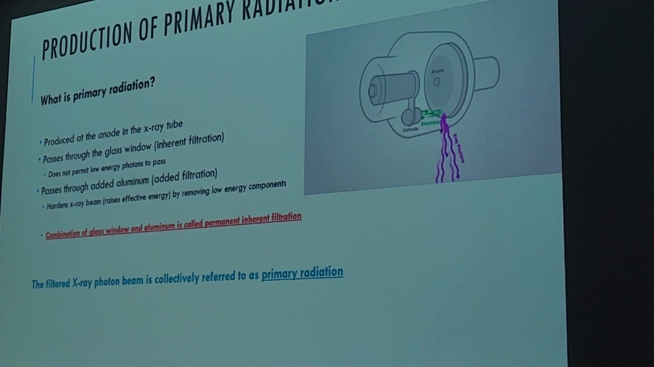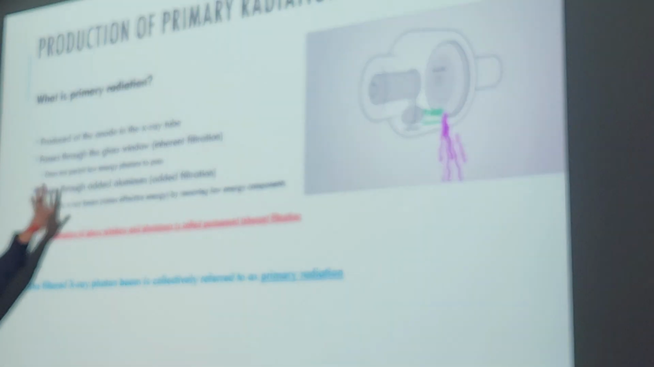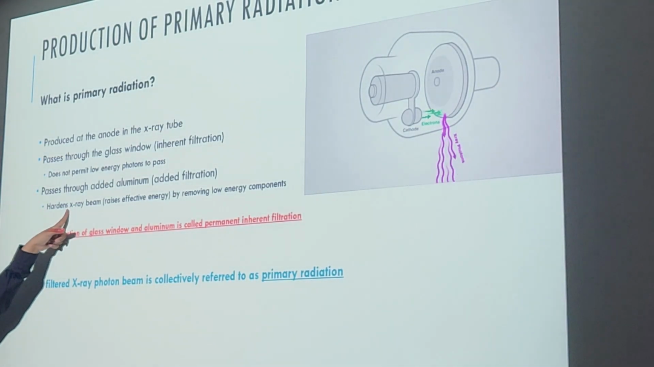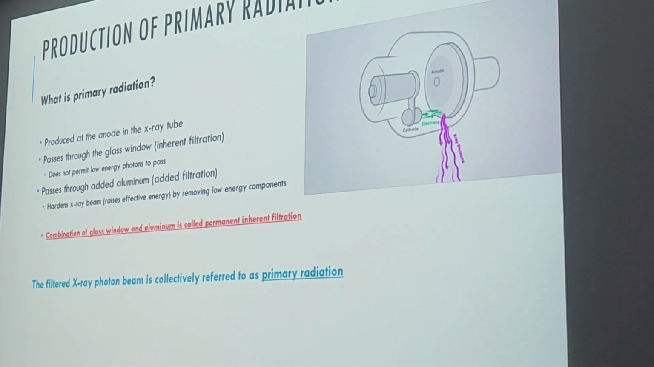And then we have added filtration, which is what? It's added after the window. What is it made of? Aluminum. And then what does the aluminum actually do to our X-ray beam? Hardens it. So it actually raises the effective energy by removing even more low energy components. So the combination of our glass window and aluminum is called permanent inherent filtration.